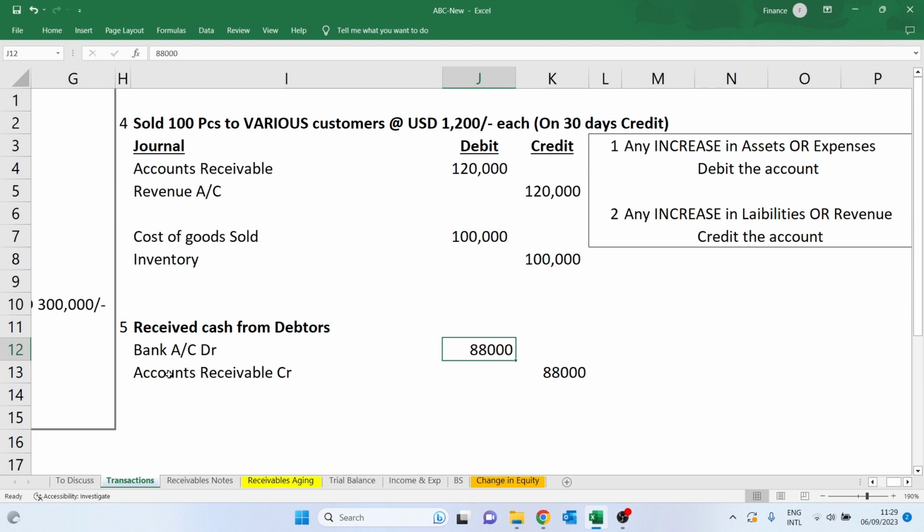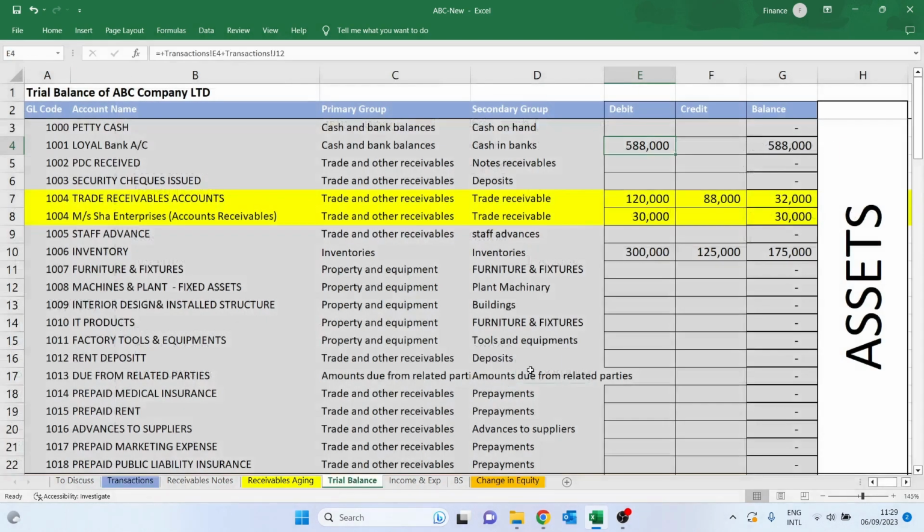Okay, and the second impact will be accounts receivable, because it is decreasing. Accounts receivable will be credited. So let us check. Yeah, here we have shown the 88,000 accounts receivable is credited. So that will decrease. If an asset account is credited, that means that account will get decreased by 88,000. Debit and credit, so the total will be 32 here.